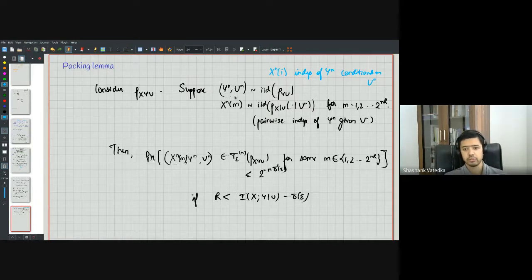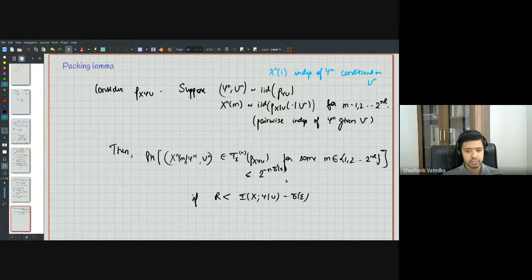All right. y^n is the received sequence, which depends on x^n(1), and x^n(2), x^n(3), and so on up to x^n(2 to the nR) are all independent of y^n. Now the question is, what is the probability that any of these other code words are jointly typical with respect to y^n? The probability that x^n(m), y^n and u^n are all jointly typical for some m is vanishing in n. That's the claim.